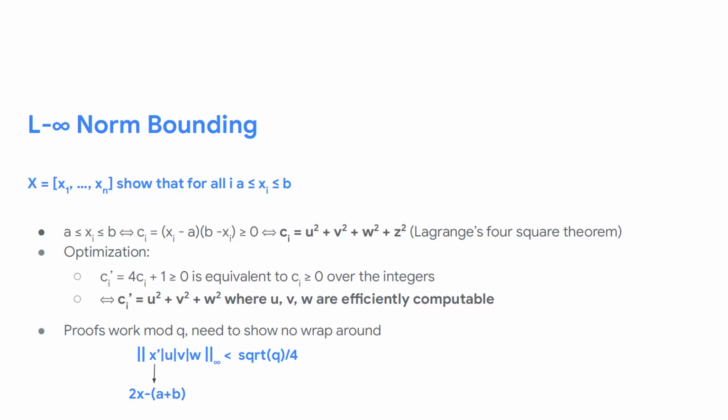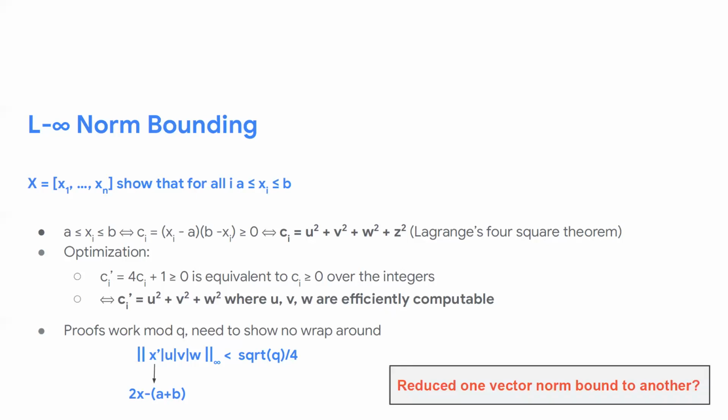So one tricky thing was that this theorem holds over the integers. And then when we are using proof systems, these proof systems work mod Q. So an additional thing that we needed to prove is that there is no wraparound mod Q. So we essentially needed to prove that the L infinity bound of the values that come from the Lagrange theorem and the expression in terms of our input doesn't wrap around Q.